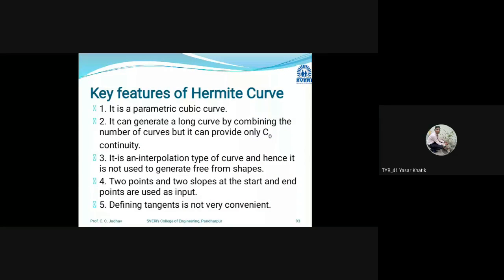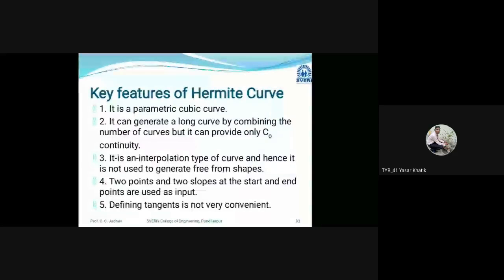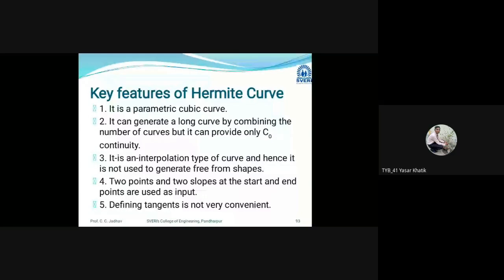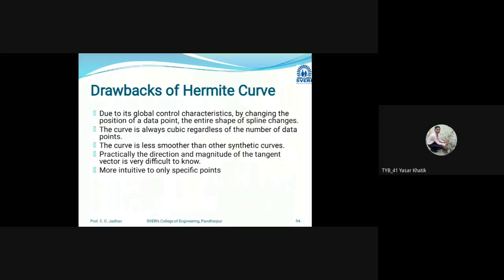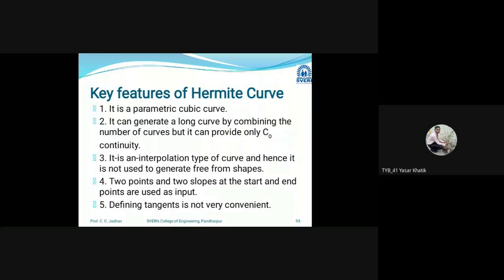Two points and two slopes at the start and the end points are used as input. At the starting point we create the tangent, and from that we can create the slopes for the first 2 points at the start as well as at the end points. Defining the tangent is not very convenient. This is a basic curve of the synthetic curves, so it is quite difficult to create the tangent, and it is not preferred for creating the tangent of the curve.